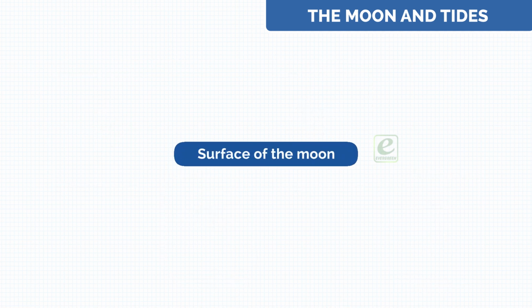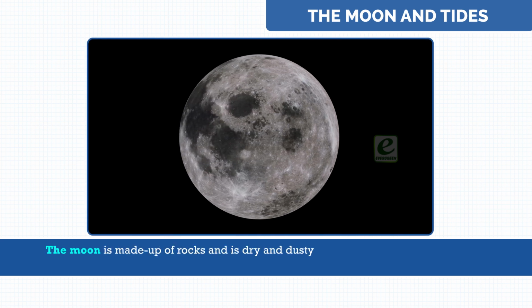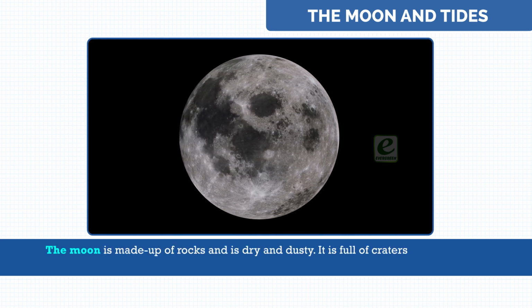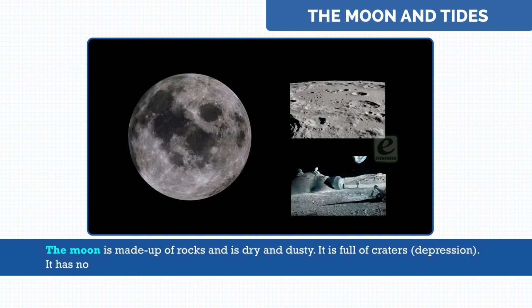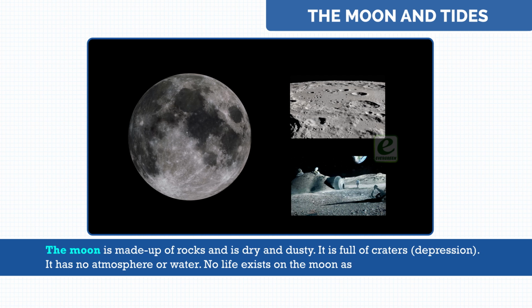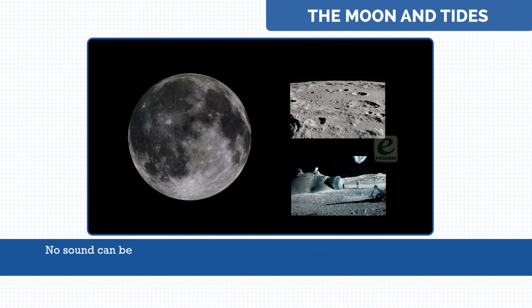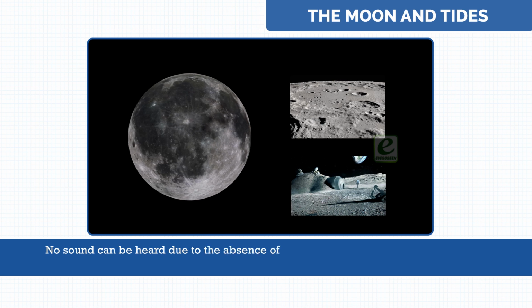Surface of the moon. The moon is made up of rocks and is dry and dusty. It is full of craters, depressions. It has no atmosphere or water. No life exists on the moon as there is no air or water. No sound can be heard due to the absence of air.